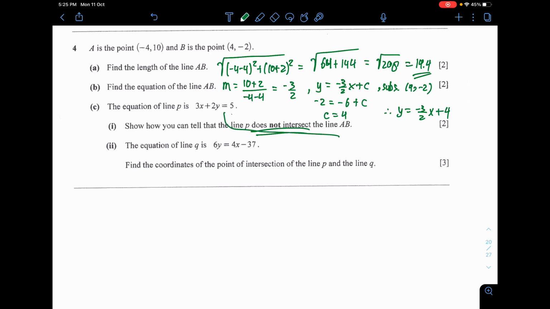Now this line here, I haven't found the gradient yet, so the gradient I can find if I rearrange them properly. I got negative 3 over 2 x. You see, the gradient is actually negative 3 over 2. Exactly the same as the gradient that we found from line AB.